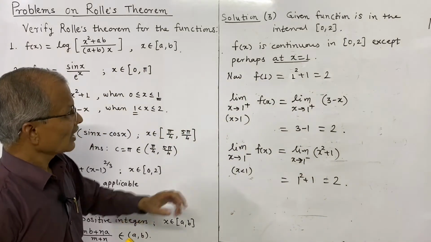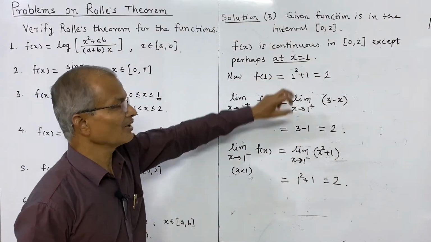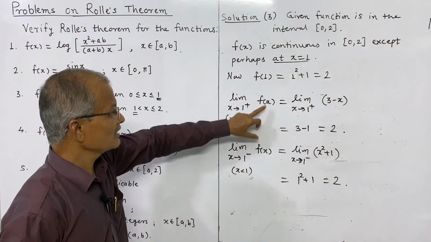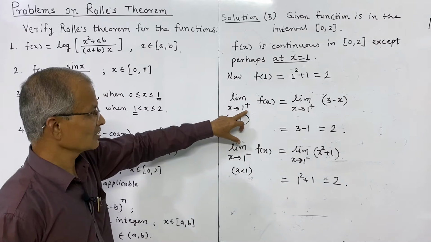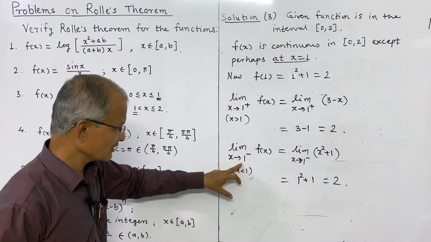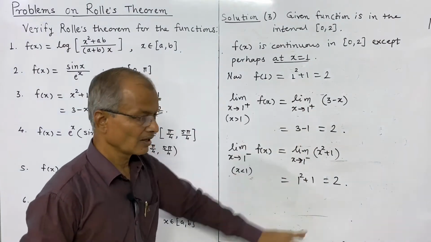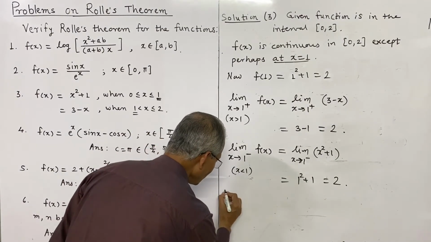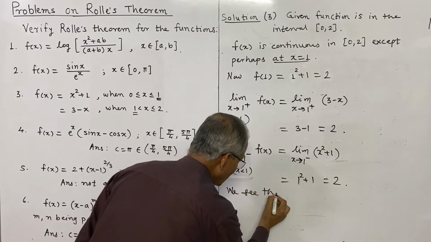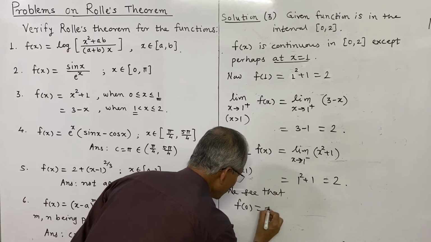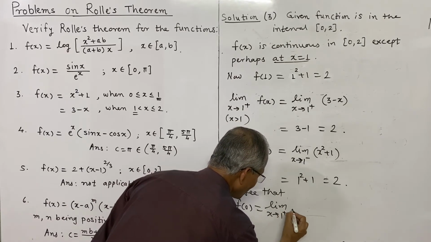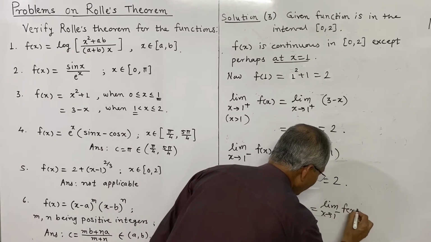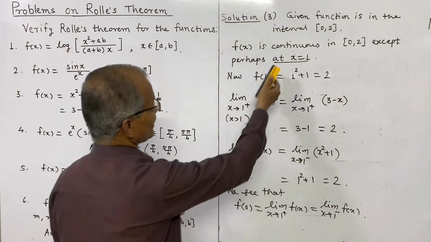Now you see, f of 1 is to be obtained, since we are checking continuity at x equal to 1. Now all the three are equal. f of 1, the limit of f of x as x tends to 1 from right, and the limit of f of x as x tends to 1 from left, all are equal. And this is the condition for continuity. So we see that f of 1 is the same as limit x tends to 1 from right and limit x tends to 1 from left of f of x, and therefore f of x is continuous at x equal to 1.